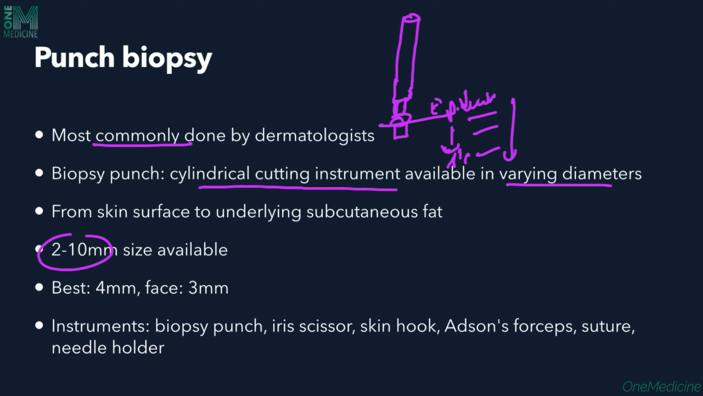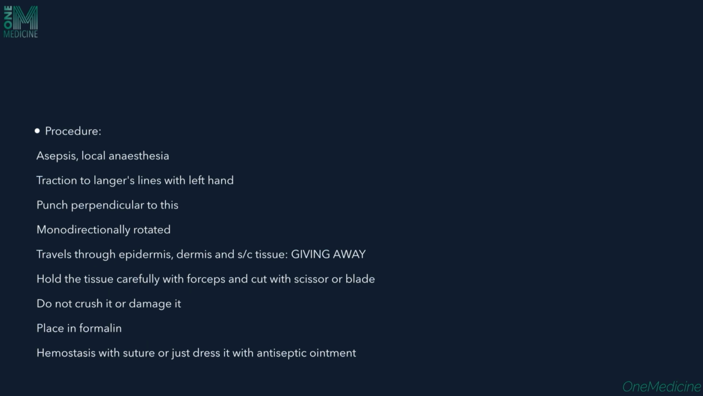If you're doing it on the face, to reduce the defect, a 3 mm biopsy size is used. Best that you can use is the 4 mm biopsy size. Otherwise, instruments you need for biopsy are a biopsy punch, iris scissors, skin hook, Adson forceps, suture, and needle holder. So here asepsis is followed, local anesthesia is given, stretch the skin along the Langer's lines with the left hand, and then the punch is taken perpendicular to the skin. So if this is the skin surface, it is done perpendicularly.